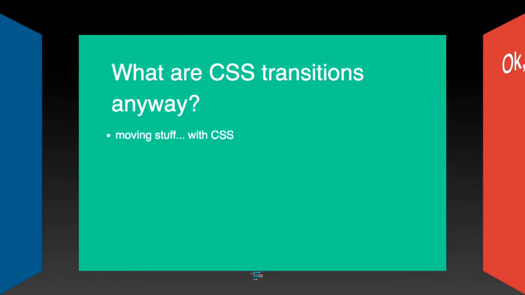What are CSS transitions? Basically, they're for moving stuff with CSS. It goes a little deeper than that. Personally, when I first heard they were adding this stuff in CSS3, I thought, what's the point? We can do this stuff in JavaScript. But there's other benefits. There's performance, which I'll get to in a moment, and just simplicity of coding this stuff, because we code it in the same way that we're coding all the other style rules.